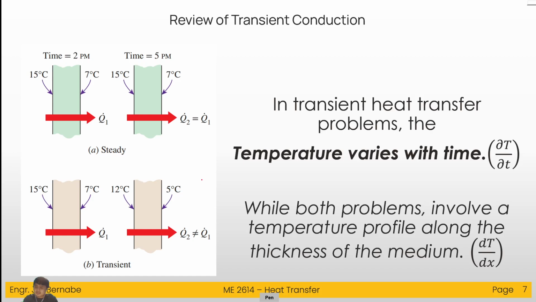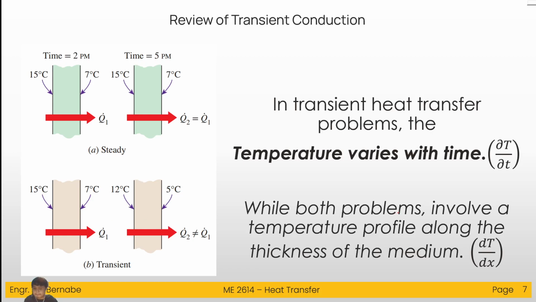So in transient heat conduction problems, the formulation is much more complicated. And in addition to this, going back to this wall, the heat transfer is also not constant, because the temperature is changing. So you have 15 minus 7. Actually, this is still, no. Okay, it is different really. In this case, this is different because this is 15 minus 7, which is 8, and then 12 minus 5 is 7. So you will have a different heat transfer at 2 p.m. and 5 p.m.